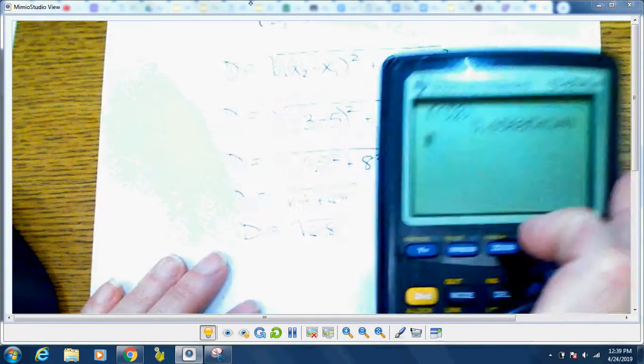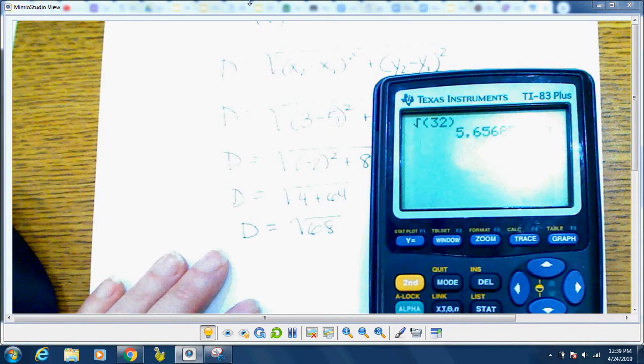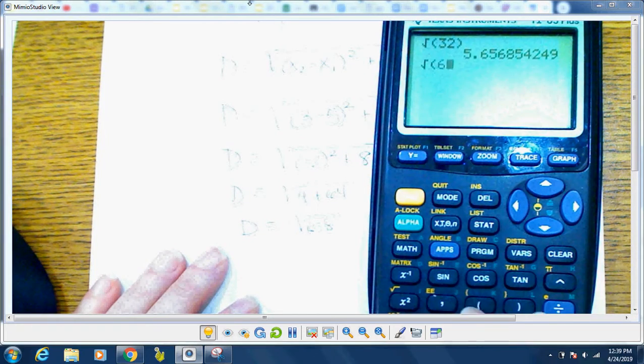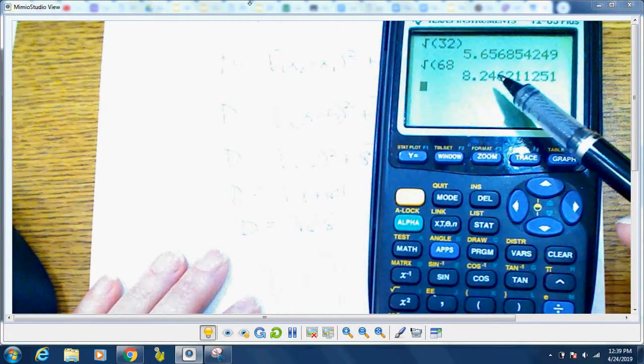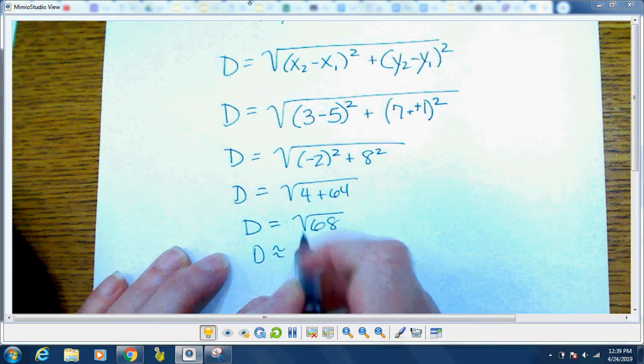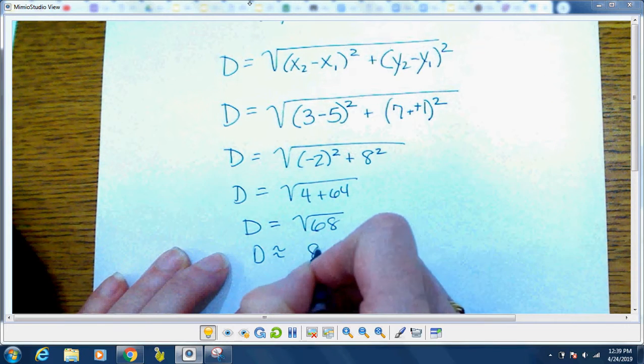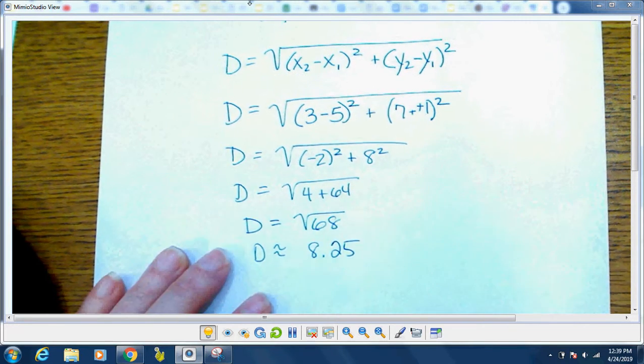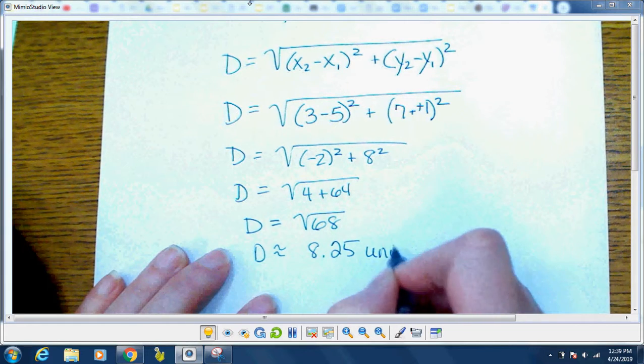So on my calculator, I'm just going to go second square root 68 equals, and I'm rounding to the nearest hundredth, so after the 4 is a 6, so that 4 bumps up to a 5. So it's about equal to 8.25 units, I guess is what you would call it.